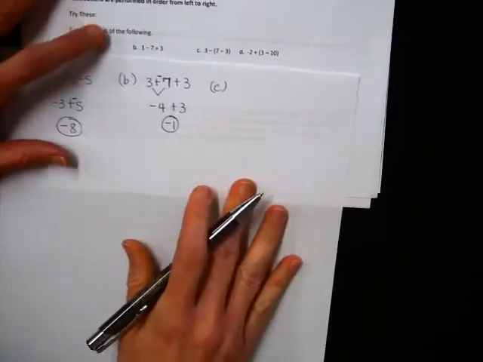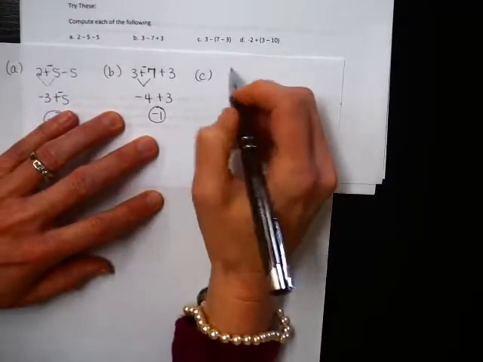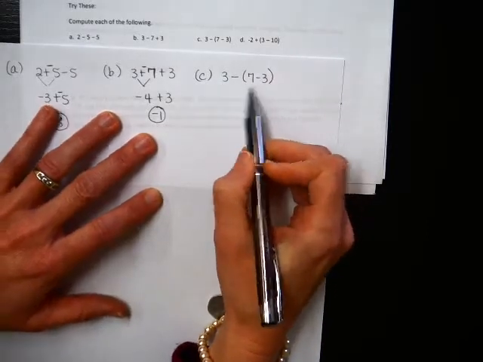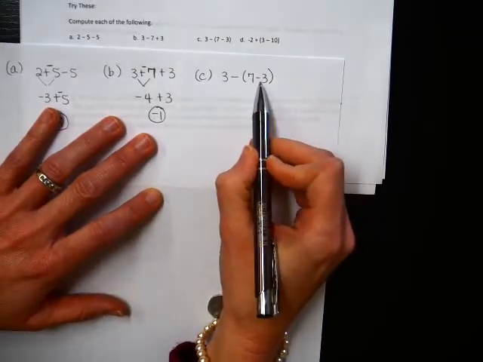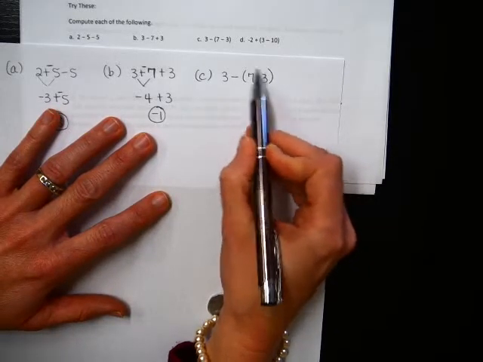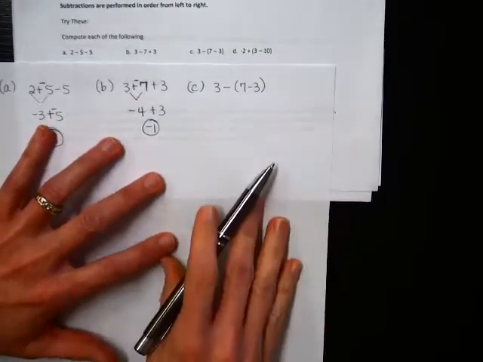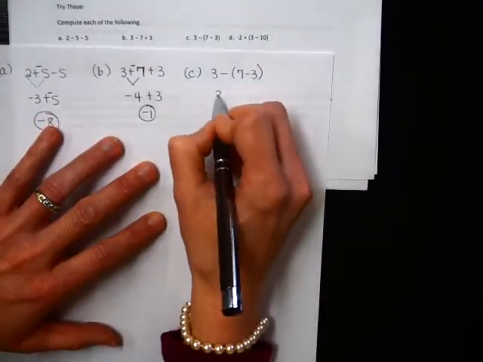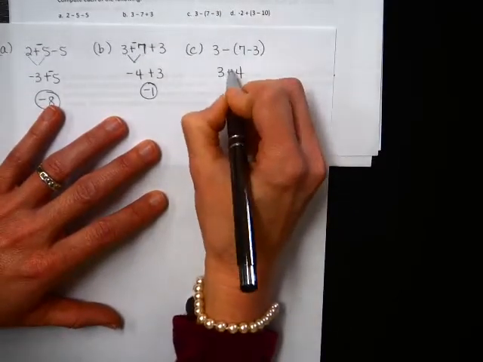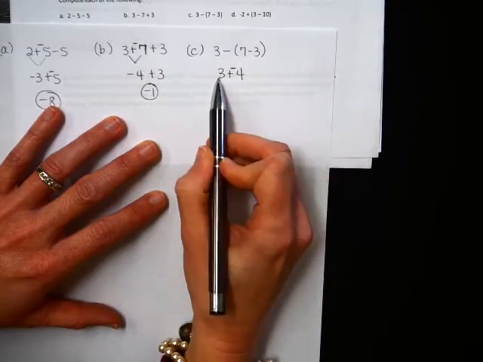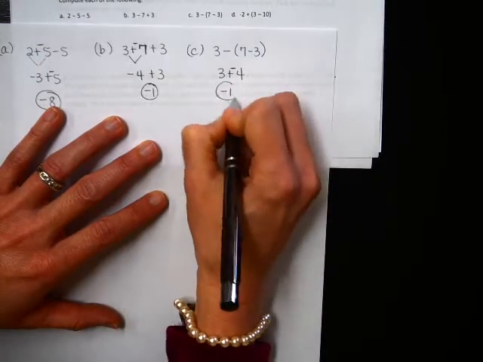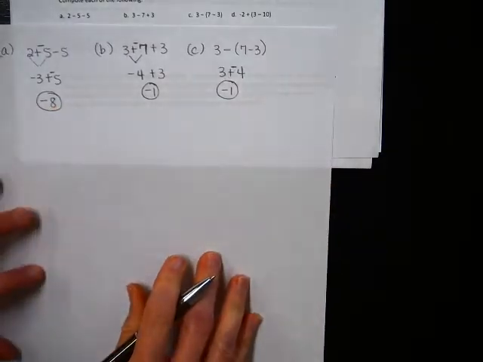Okay, so for C, I have 3 minus, parentheses, 7 minus 3. Well, I'm going to go ahead and work inside this parentheses first because I can subtract 7 minus 3 and get 4. Order of operations says that we should work inside of our grouping symbols first here. So that would really be 3 minus 4. Well, 3 minus 4 is really 3 plus negative 4. And so now signs are different, so I'm going to subtract and keep the sign of the higher number. That gives me negative 1 for my final answer for C.